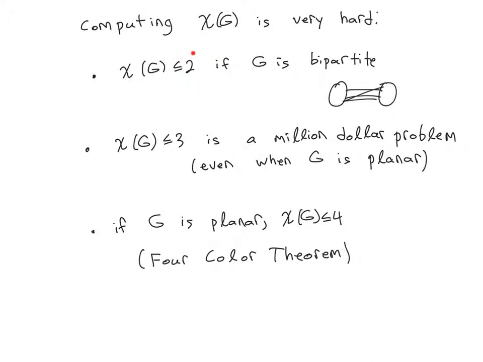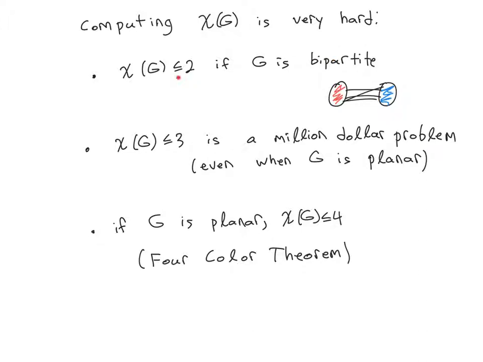However, there's certain cases we do know. Determining whether or not the chromatic number is at most 2 is actually very easy, because what does it mean for it to be at most 2? Well, you colored some set of vertices red and some set of vertices blue, and then the fact that the edges have to have distinctly colored endpoints means all the edges have to go from the red set to the blue set. So it means your graph is bipartite.